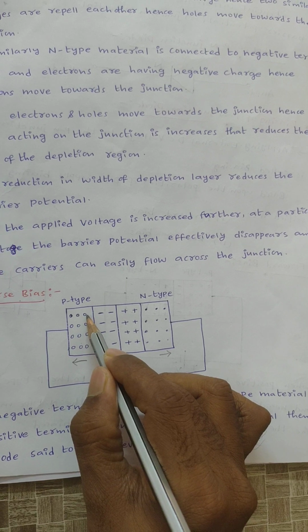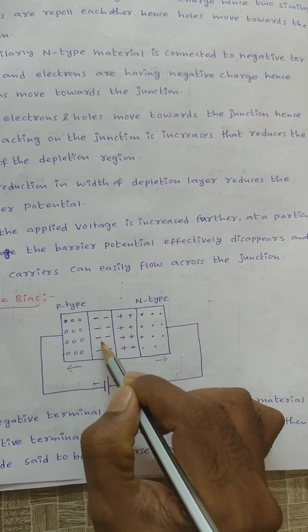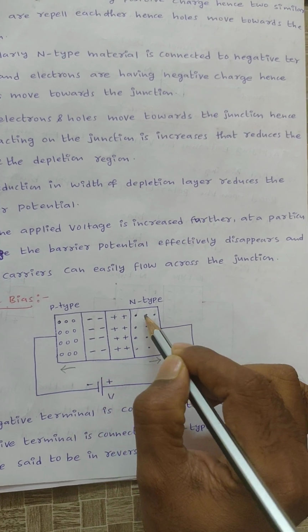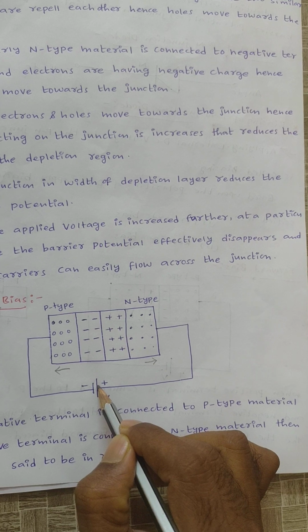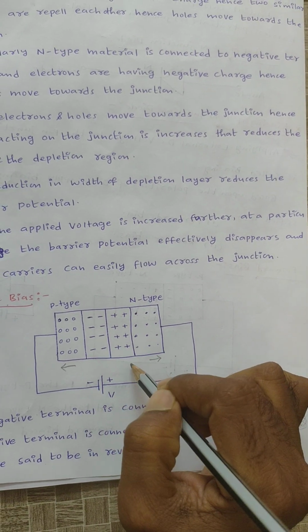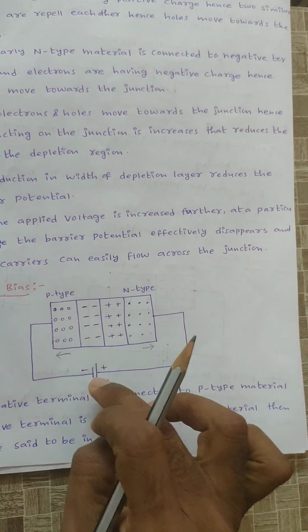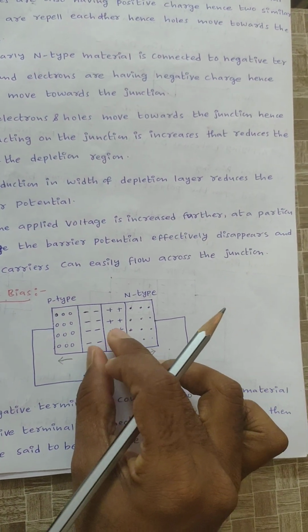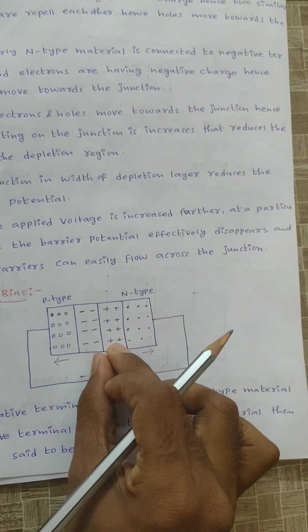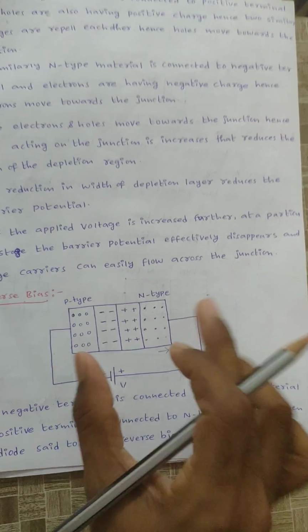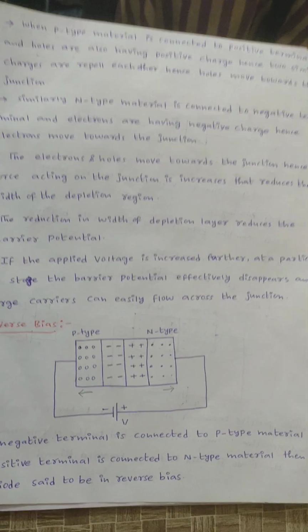When the holes move towards the negative terminal, additional negative ions are created near the junction. Similarly, when the electrons move towards the positive terminal, again positive ions are created. The creation of positive ions increases. That means if we increase this reverse bias voltage, the creation of positive and negative ions also increases, so the width of the depletion layer increases. If we increase the reverse bias voltage, the width of the depletion layer increases.